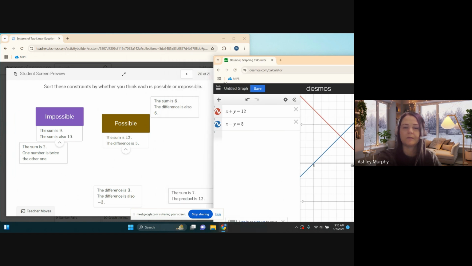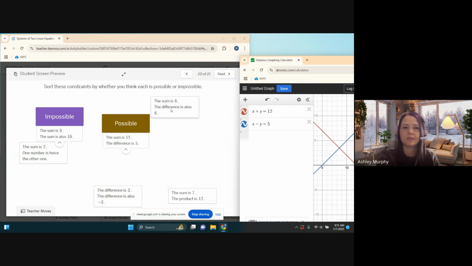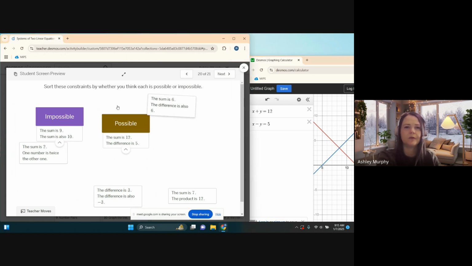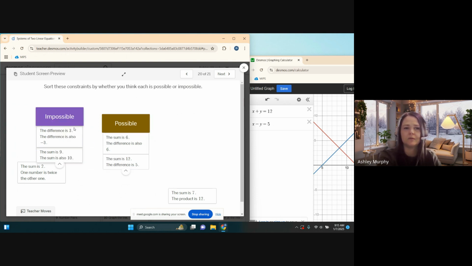Now the sum is 6 and the difference is also 6. We did that example, so we know that one's possible. The difference is 3. The difference is also -3. Now you have two of the same thing, so you can't subtract and get one answer and then subtract and get a different answer. If you subtract, you're going to get the same answer every time. So whenever it has the sum, difference, you know, that's going to be impossible.